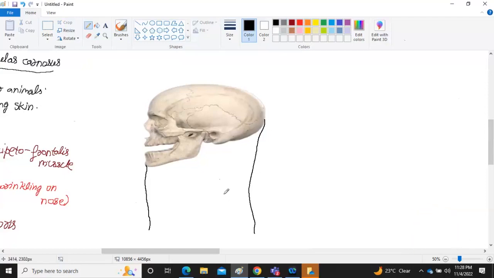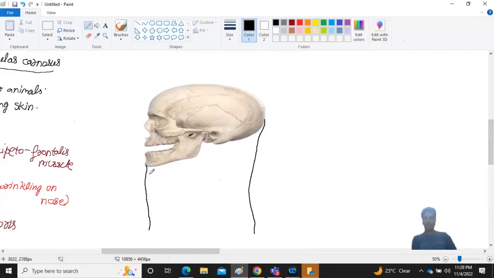Then the internal carotid artery is present inside the carotid fascia, which goes inside the skull and supplies the interior region of the skull, basically the brain, cerebrum, all these things. And the external carotid artery supplies the outer side of the face and gives a branch. So first we draw a bone.